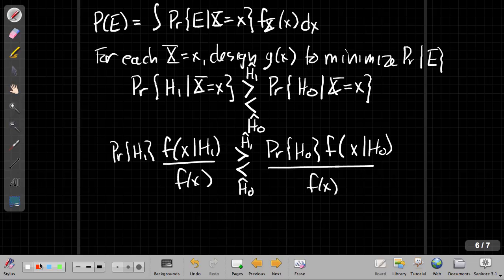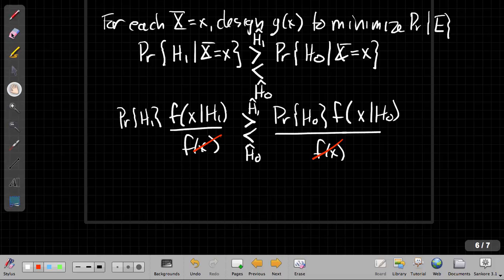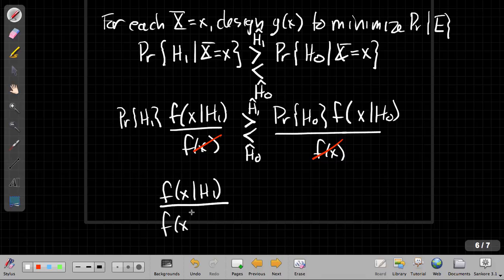But otherwise, we can look at this and say, if this is the case, I can get rid of both of these f of x terms to simplify things. And I'm going to pull the two conditional densities over and the two priors over. By the time that's done, I'm going to end up with the ratio of the conditional density on H1 to the conditional density on H0. And I'm comparing that to the ratio of the prior probabilities that's been flipped the other way.